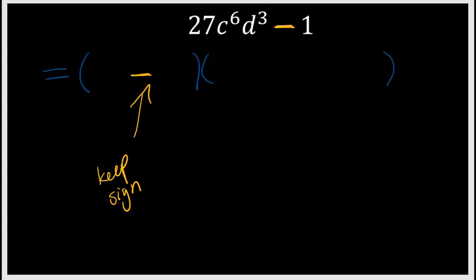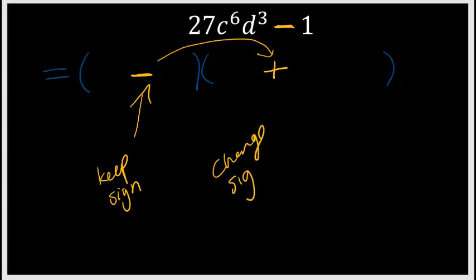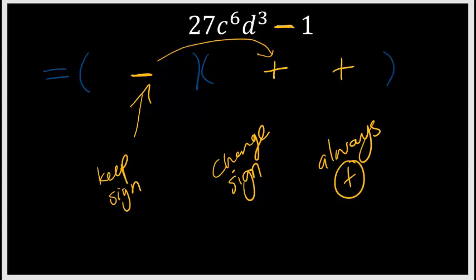In our second bracket, the trinomial, our first sign is going to be the opposite of this minus, so we're going to have a plus. So from here to here, we are going to change the sign. Whatever is in the first bracket, the second bracket is going to be the opposite. And our second sign in the trinomial is always plus. All right, so now we've got our 2 brackets and we've got the signs that we need inside of them in order to make it work.